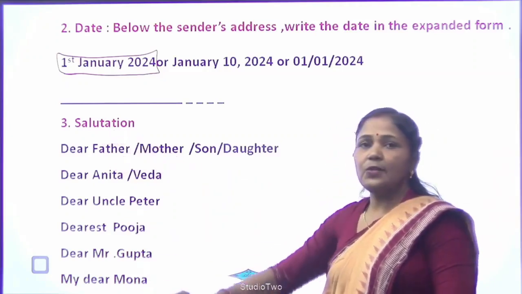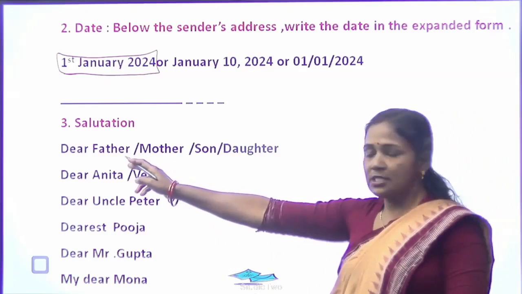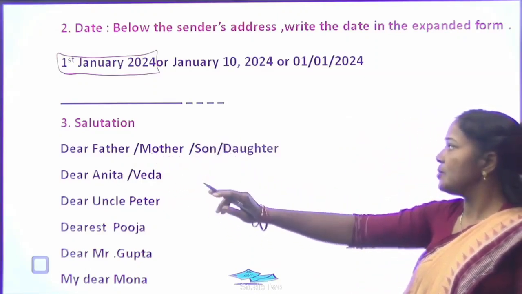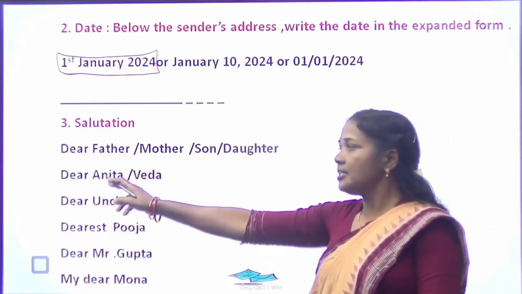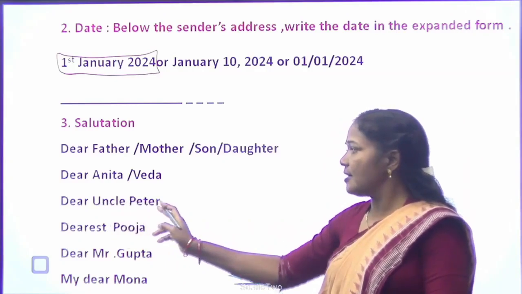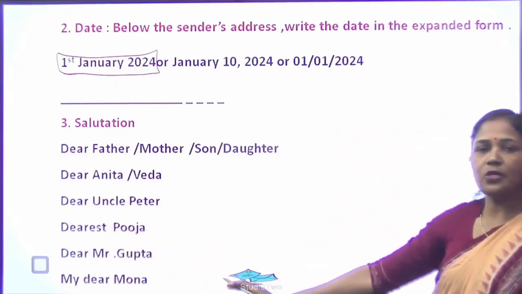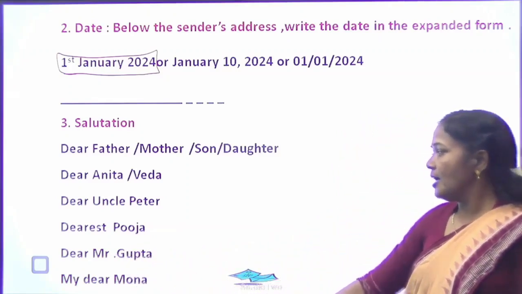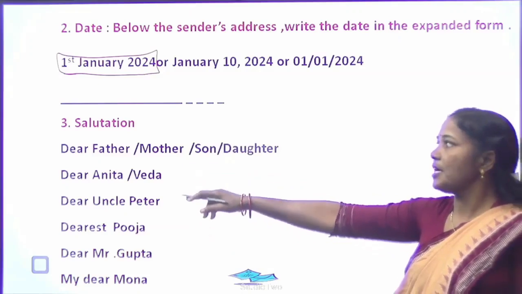Third part of the letter writing is salutation. How you will salute, how you will address them. Suppose you are writing to your father, then you write, dear father, or my dear mother. Or if your father and mother are writing to you, they will write, my dear son, my dear daughter. If you are writing to your friend Anita, you will write dear Anita. To your uncle, my dear uncle Peter. To your best friend, dearest Pooja. To neighbors or whom you know very well, you can write dear Mr. Gupta. And to whom you are very close, you can write my dear Mona. This is the way of writing salutation.